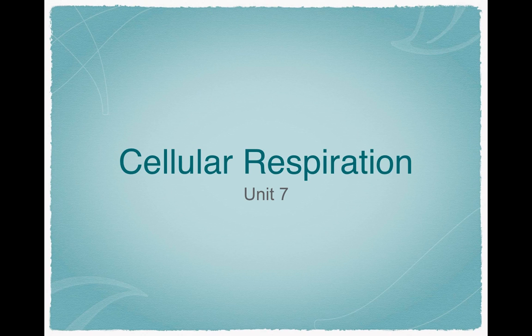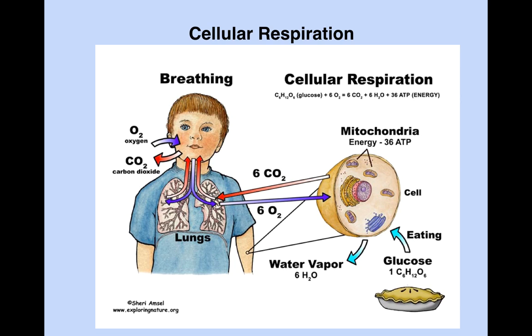Unit 7, Cellular Respiration. Cellular respiration is not the same thing as breathing. When we breathe, we take in oxygen and we give off carbon dioxide, and that gas exchange happens throughout our lungs. Cellular respiration is the breaking down of glucose, right here. And in the presence of oxygen, it will produce carbon dioxide, water, and 36 to 38 ATP. This occurs in the mitochondria.